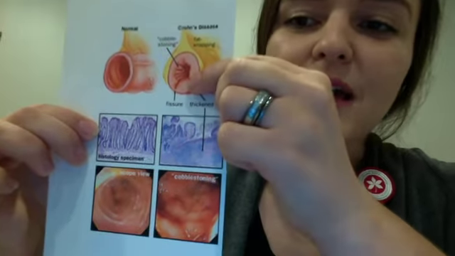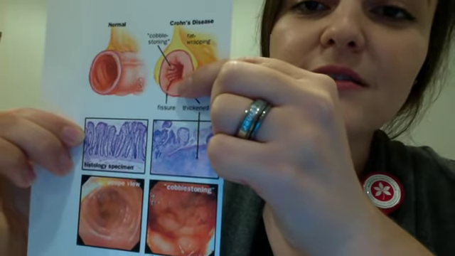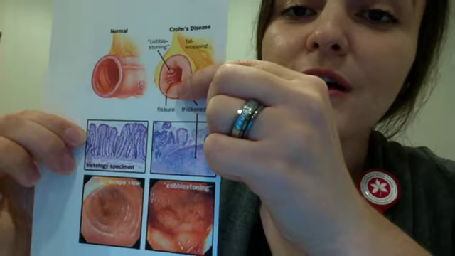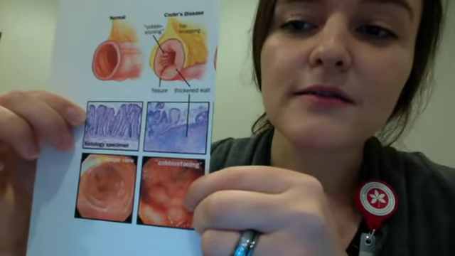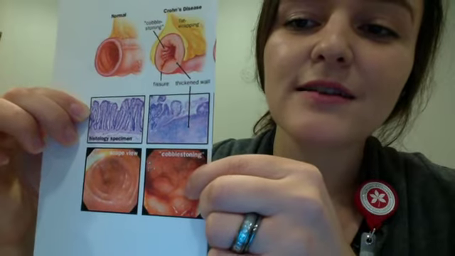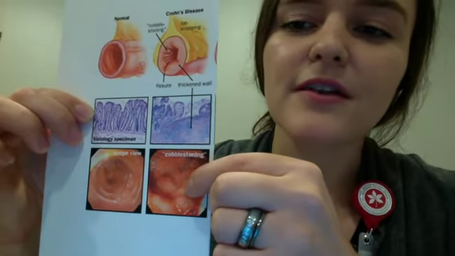Also occurring sometimes are fissures, which can ruin the intestinal wall integrity. So they call this the cobbling or cobblestone effect because all the cells are destroyed. It just looks very bumpy.